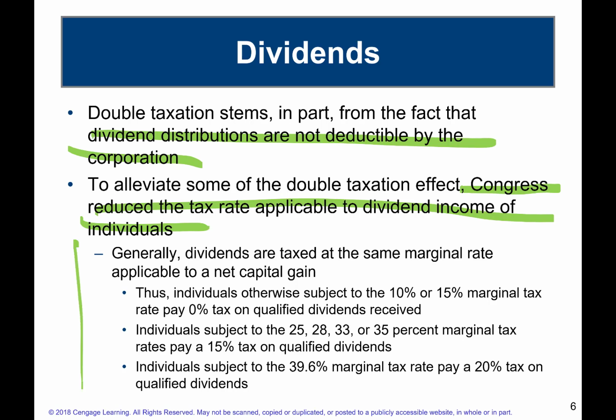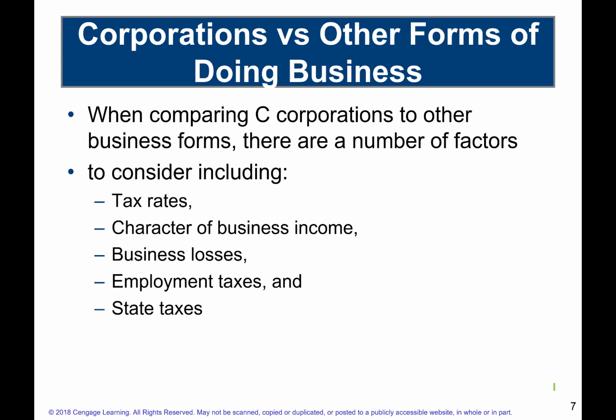So what they've done, and we learned this in an earlier chapter, to try to alleviate some of the double taxation burden, is to go ahead and create a situation where they have lower tax rates. And we're not going to get into this in this chapter. We've already studied this. It pretty much flows along with what we had talked about with the capital gains rates before. They tax those dividends at certain beneficial rates.